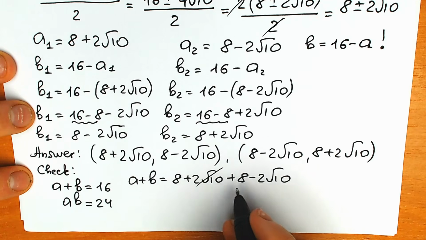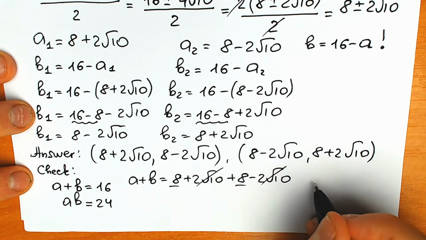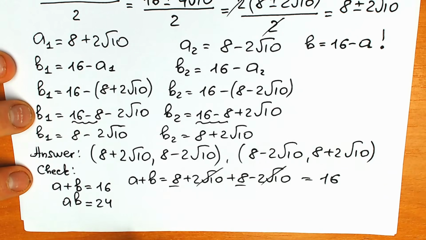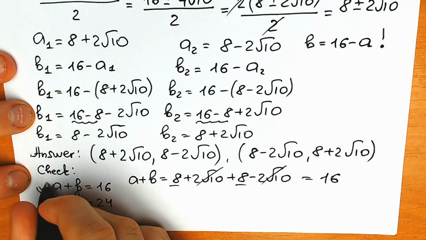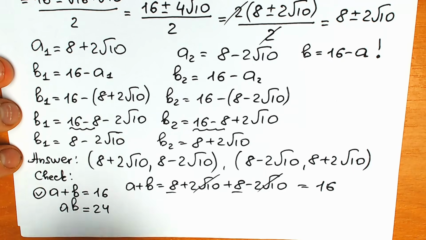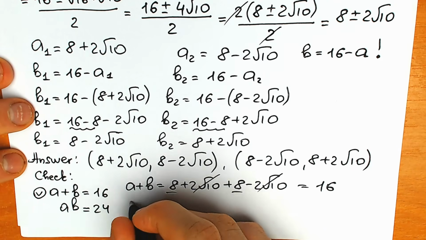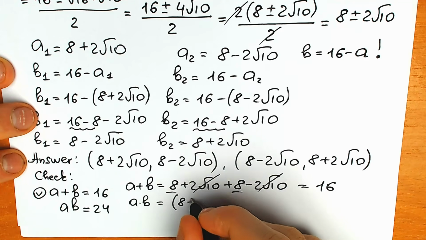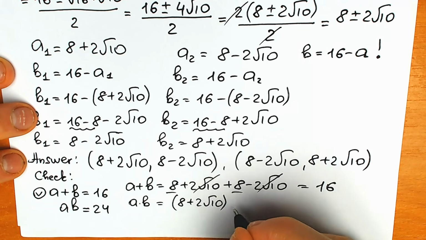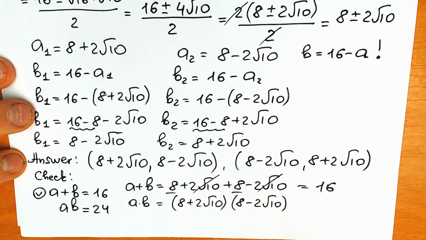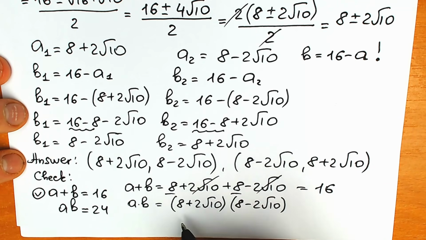So let's check it. Right here we can cancel this. 8 plus 8 equal to 16. So a plus b equal to 16, and we have it. And in the end, let's check real quick our multiplication. So a times b, we have two parentheses, so 8 plus 2 square root of 10 times 8 minus 2 square root of 10. So let's check this multiplication.